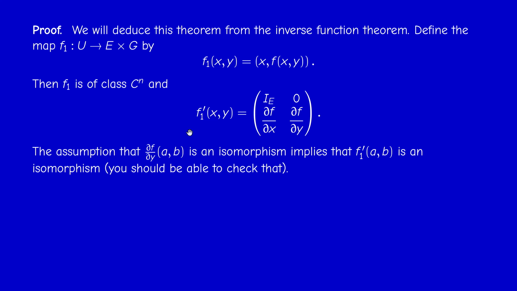So it's enough to check that F1 prime at (a, b) is both injective and surjective, because it's by definition continuous, and the inverse is automatically continuous.